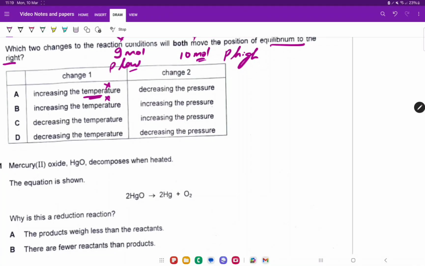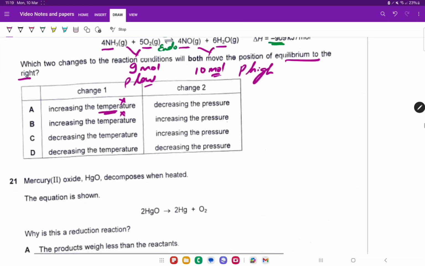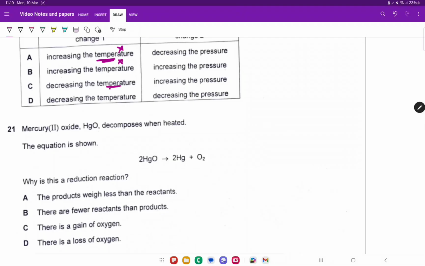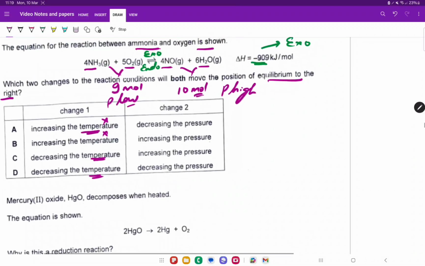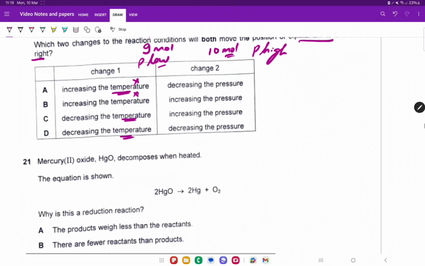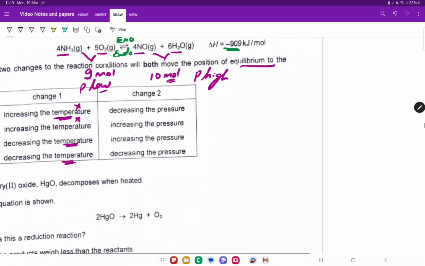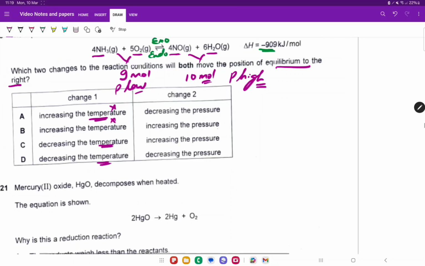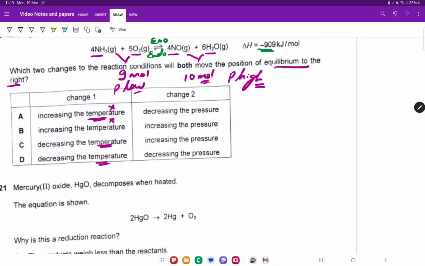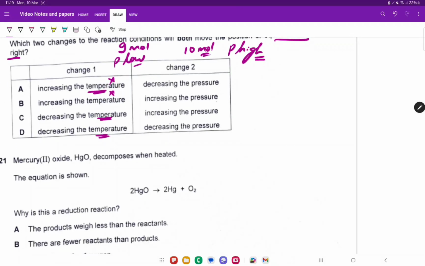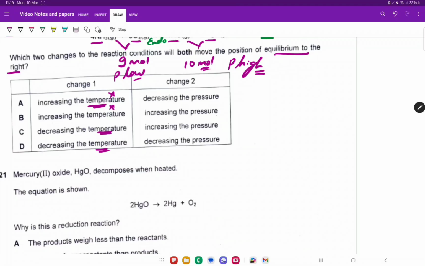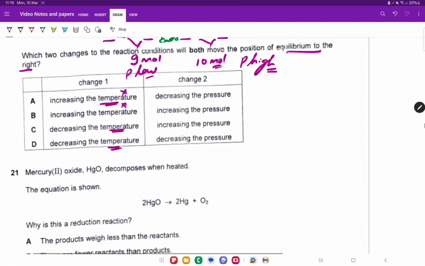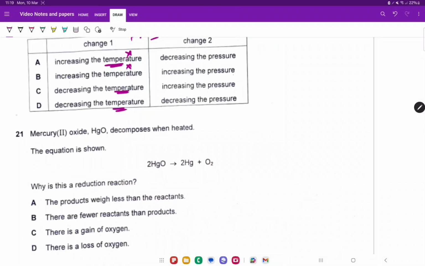It means increasing temperature is wrong. I have to take the reaction in the forward direction, that is towards the right hand side. Decreasing temperature will take the reaction towards the exothermic side, that is forward. So C and D can be the answer. But since the pressure is high on the product side, we have to decrease pressure so that the reaction can move towards the product side according to Le Chatelier's principle. So when we decrease pressure, the reaction moves towards the side with more moles, and when we decrease temperature, the reaction moves towards the exothermic side. So both will favor the forward reaction, hence answer is D.